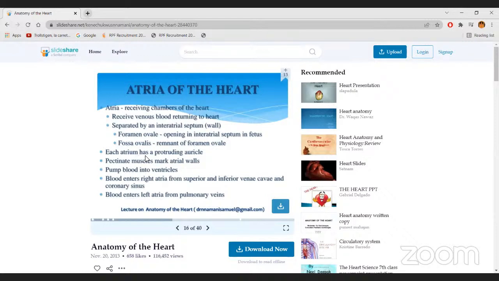Each atrium has a projecting auricle. The pectinate muscles mark the atrial walls. They pump blood into the ventricles. The blood enters the right atrium from the superior and inferior venae cavae and coronary sinus. The blood enters the left atrium from the pulmonary veins.